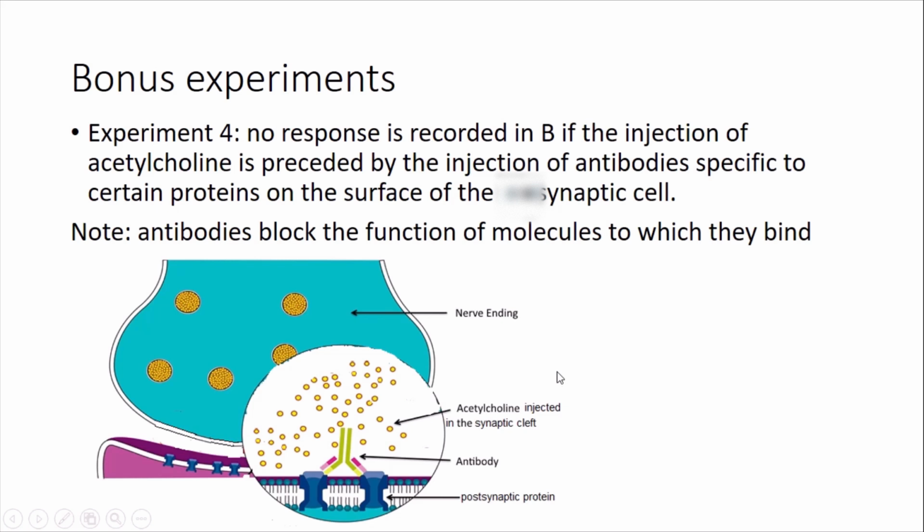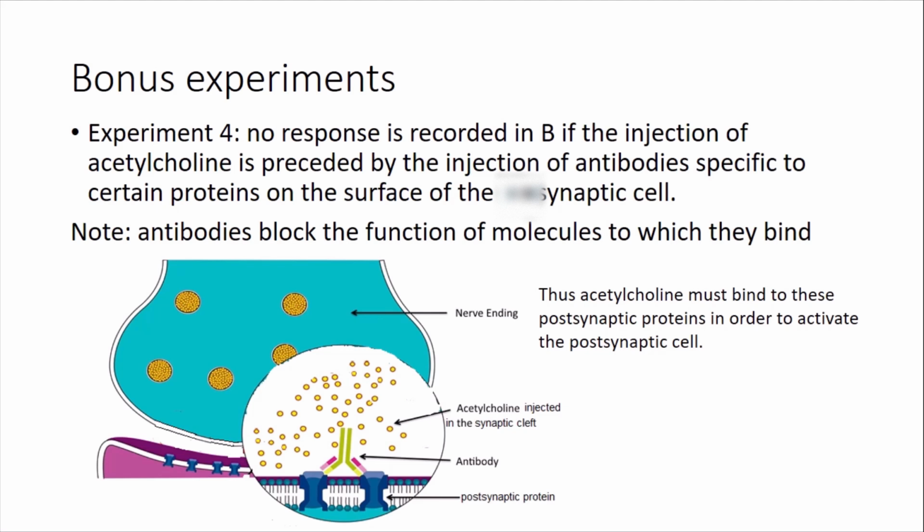So what does that mean? It means that these proteins here are necessary for the function of acetylcholine. So the conclusion would be acetylcholine must bind to these postsynaptic proteins in order to activate the postsynaptic cell. Without attaching to them or working with them, it cannot work.